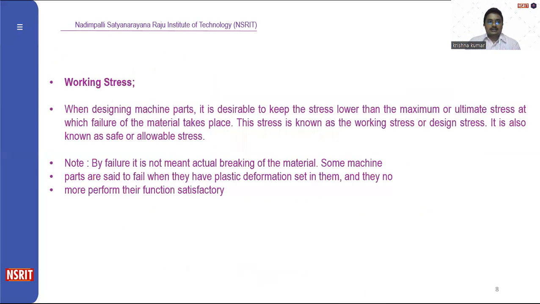Okay. Next, working stress. When designing machine parts, it is desirable to keep the stress lower than the maximum or ultimate tensile stress at which failure of the material is going to take place. This type of stress is known as working stress. It is also suitable to say that it is the safe and allowable stress. Here you have to make a note that failure is not always meant by actual breaking of the material. Sometimes machine parts are said to fail when an amount of plastic deformation is set in them. So this condition you have to read.